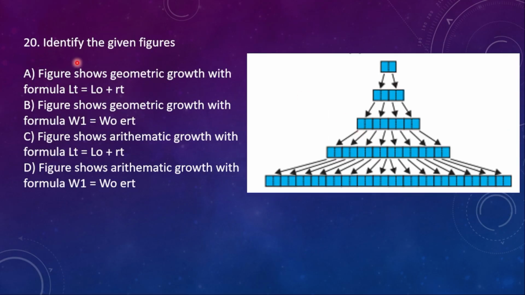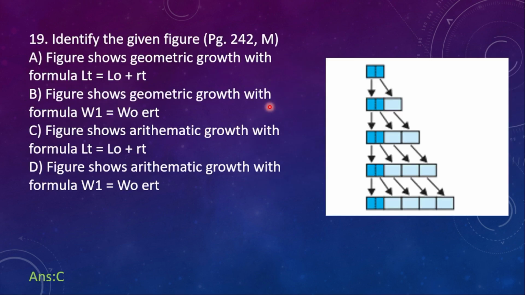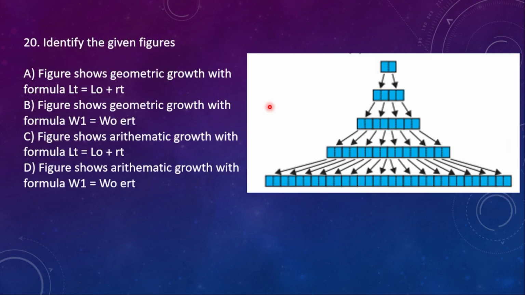Next, identify the given figure. See here what happens, it is going to multiply: 2, 4, like that. 4 is again multiplying, again this is going to be multiplied, again this is going to be multiplied. If addition is there, it is said to be arithmetic. If multiplication is there, it is said to be geometric.